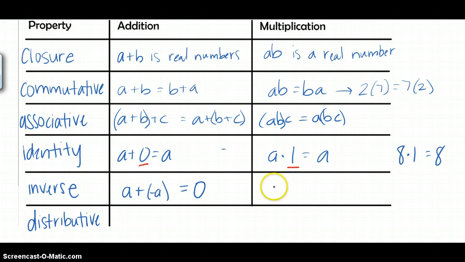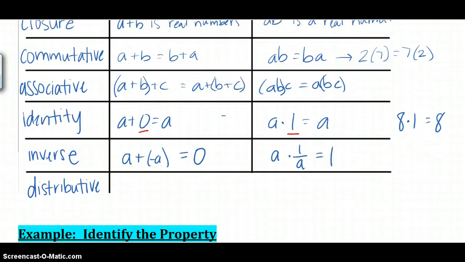Over multiplication, if you had A, and you're trying to get to the identity, and our identity in multiplication is 1, what do you multiply by to get 1? Well, you'd have to multiply by the reciprocal, so 1 over A. The last property is the distributive property, and it's the same for both addition and multiplication, because it uses both. It just says if you have some number on the outside of a quantity, you can distribute it. So those are the properties across addition and multiplication.